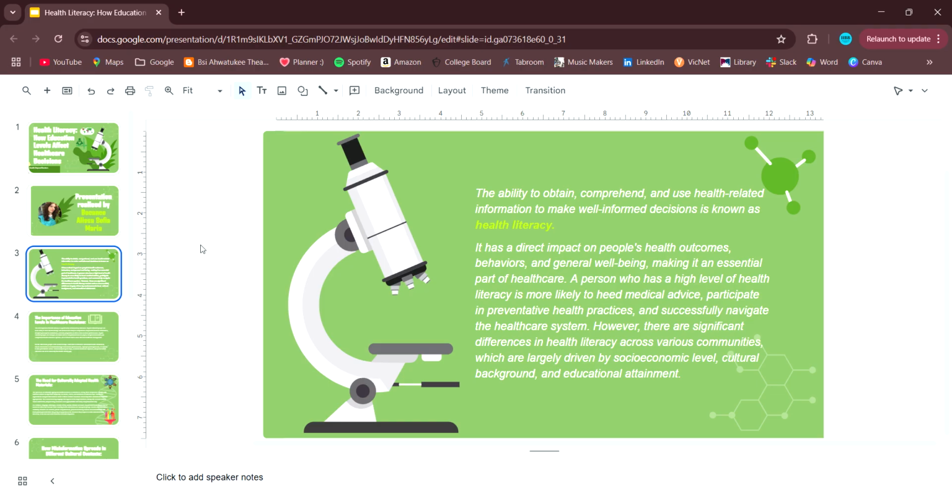However, there are significant differences in health literacy across various communities and countries, and these are driven by many different factors, some of which include socioeconomic levels, cultural backgrounds, and the amount of education that an individual or a community receives.